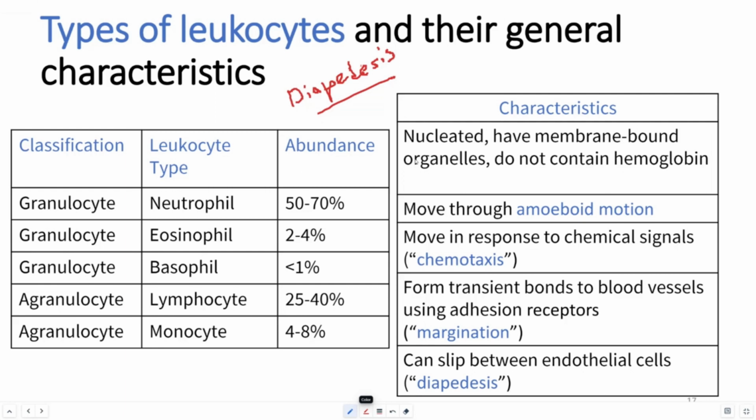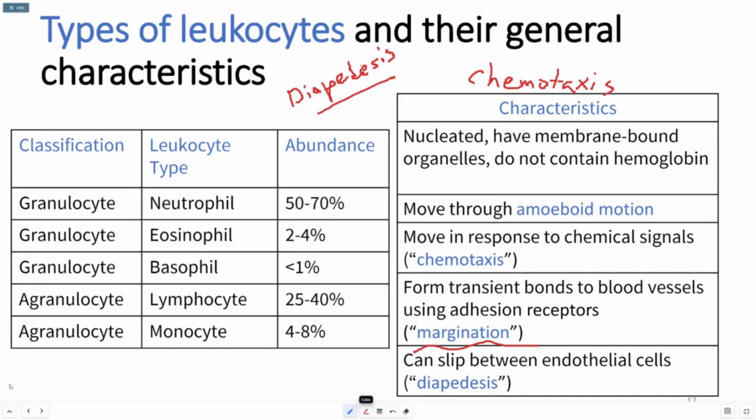Chemotaxis is another process by which leukocytes can attract each other to sites of infection due to the release of chemical signals via dead cells or damaged cells or even pathogen. Another movement is called margination, which is the formation of transient bonds between the blood vessels using adhesion receptors.